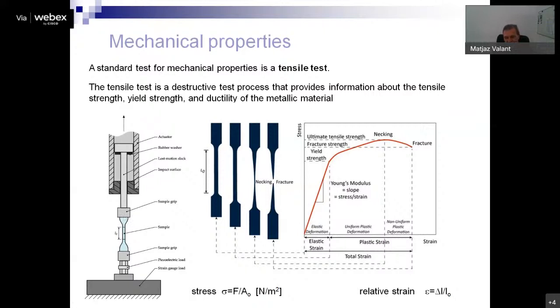Mostly we call this instrument Instron because it's the major producer of the instrument. So what we do with the instrument, we pull this sample apart and measure the force that we use for this pulling. And we also measure the deformation during the pulling. So this is a very well-known strain-stress diagram.